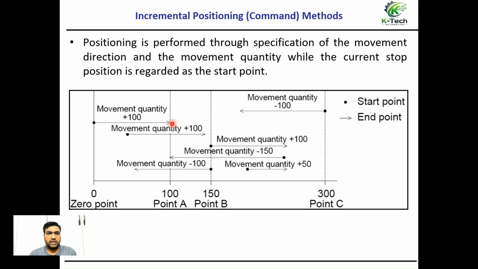For example, I want to move 150 from here. This position will be considered as zero. If you want to run in the reverse direction, that time you will have to give a minus value. So minus 100 it will move, then again you give minus 150, so again it will move 150. So in incremental position, the last position is considered as zero. Remember these two things.